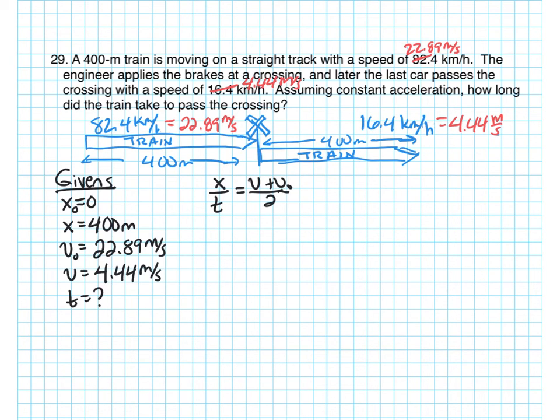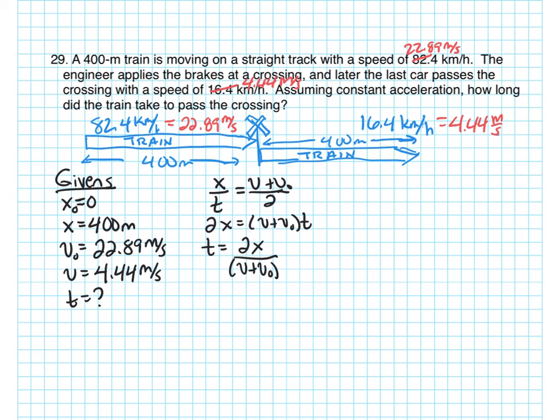I've got to solve for the time. So to solve for the time, I'm going to cross multiply. That's going to leave me 2x is equal to v plus v naught times t. And then I'll isolate t by dividing both sides by v plus v naught. So I'll move it over here. t is equal to 2x divided by v plus v naught.